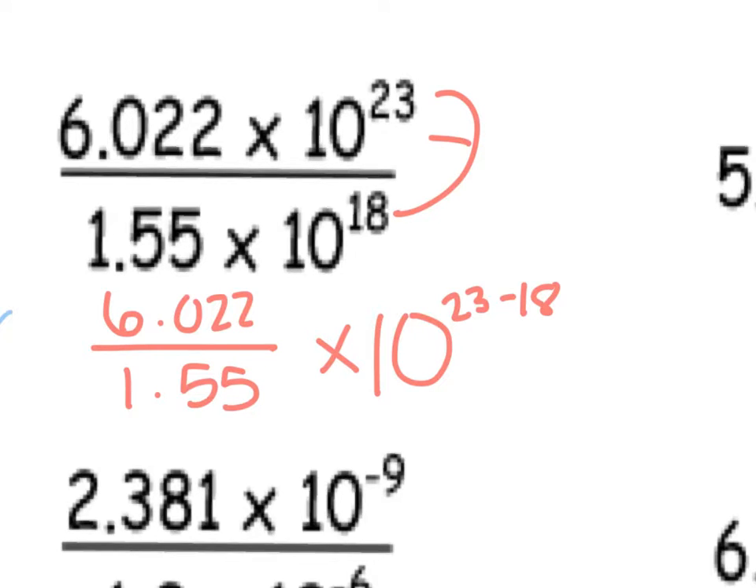Okay? So in your calculators, what is 6.022 divided by 1.5? All right, so what is 6.022 divided by 1.5? What did you get?